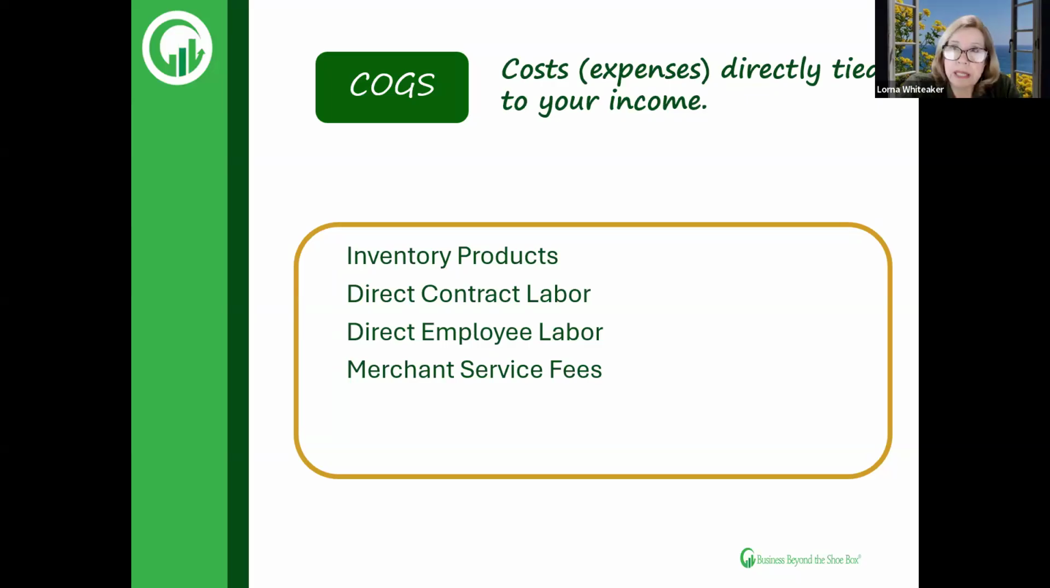Cost of goods sold. Again, the IRS is not particular about what you put into this category. It should make sense that you have done it. So it's the costs or expenses directly tied to your income. So inventory that you buy and sell, okay, that's going to be a cost of goods sold. Let's say you have some direct contract labor that you're paying for. Maybe you have some direct employee labor that you want to keep track of under cost of goods sold so that you can really differentiate your pricing. But part of your overhead might be somebody who answers the phone or something like that for you, okay? And then merchant service fees, which I covered before.